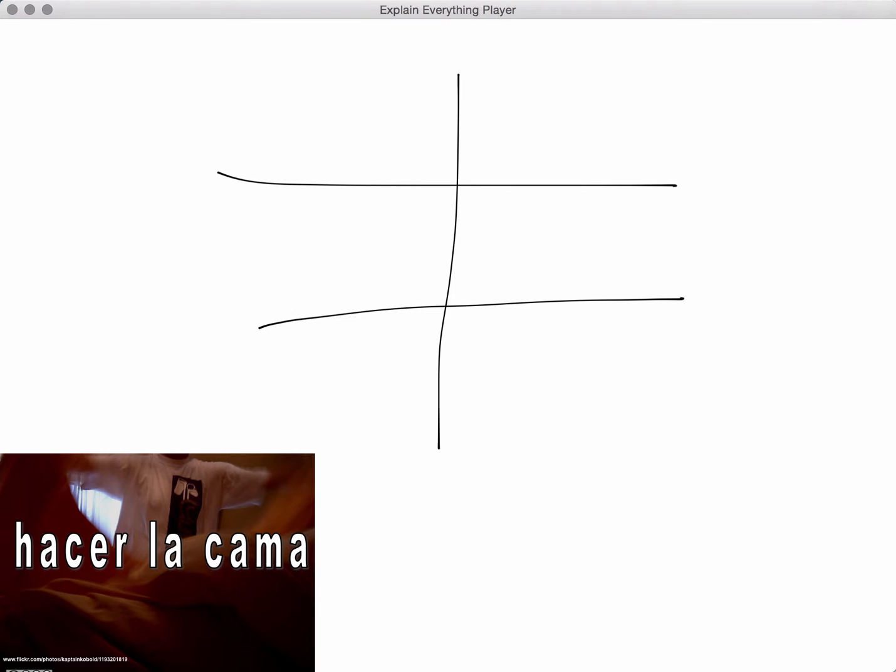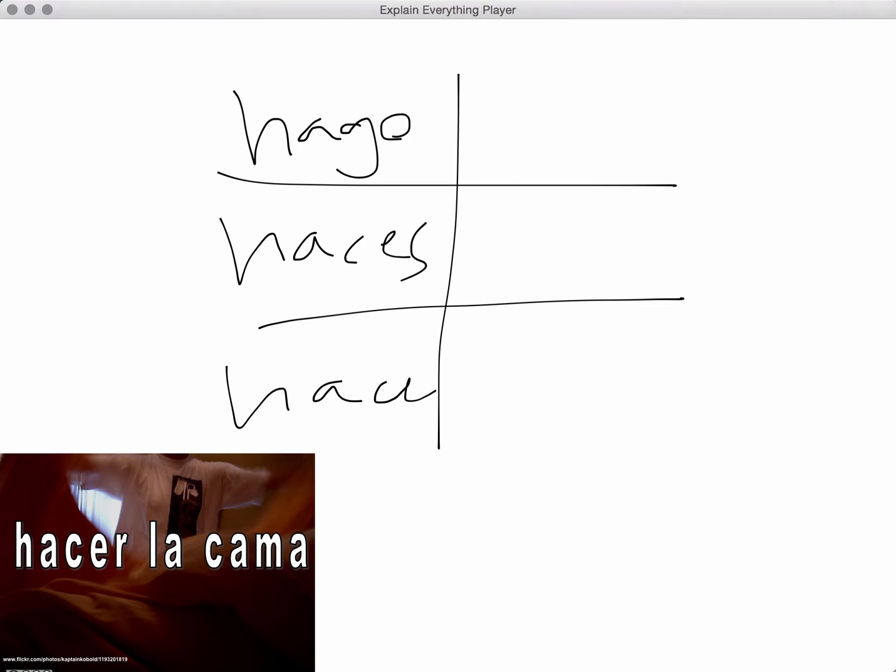The next verb we'll look at is hacer. Hacer is also irregular in the yo form, but remains consistent throughout the rest. So it's going to be yo hago, tú haces, él, ella, usted hace, nosotros hacemos, and ellos, ustedes hacen.